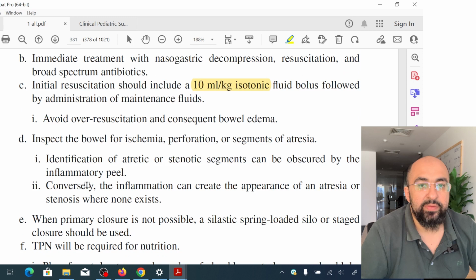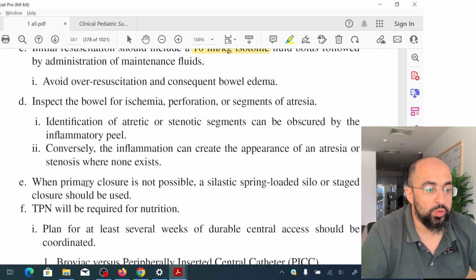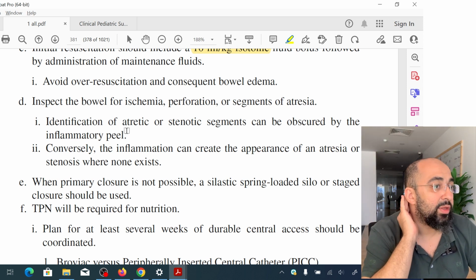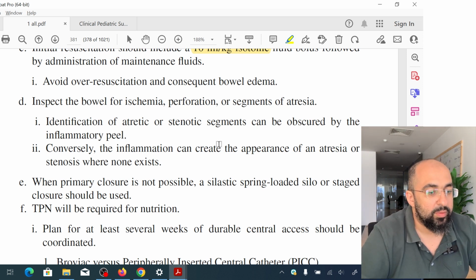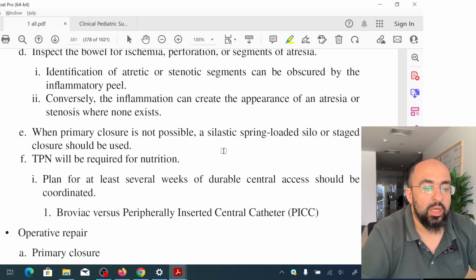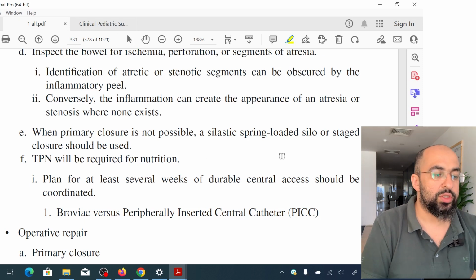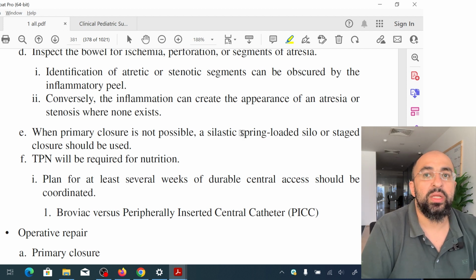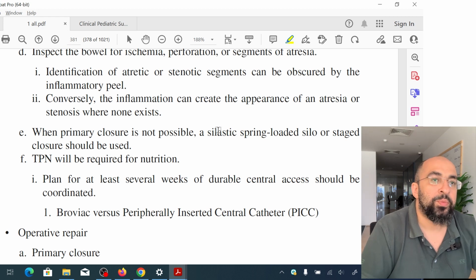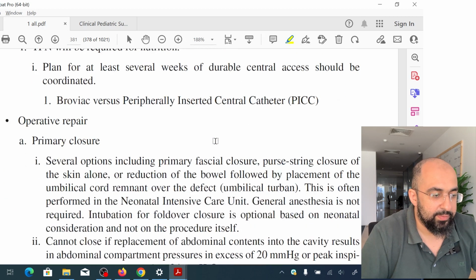Inspect the bowel for ischemia, for perforation, for stenosis, for closing gastroschisis, and identify any atretic or cyanotic segment. It's a must that the surgeon inspects everything before the operation. Conversely, the inflammation can create the appearance of an atresia or stenosis where none exists. When primary closure is not possible, you will use a silastic spring-loaded silo or staged closure. TPN is a must. Commencement of IV antibiotics is a must, and putting a PICC line or a central line is a must.